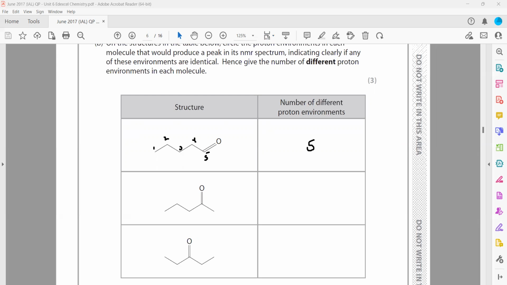When we check this one, 1, 2, 3, this does not have any hydrogen, so this will be 4. And this is 1, 2, and this will be 1, 2 because they are identical, and the other one is identical also. So 1, 2, 1, 2. So actually there are 2 hydrogen environments. Is it a clear discussion?